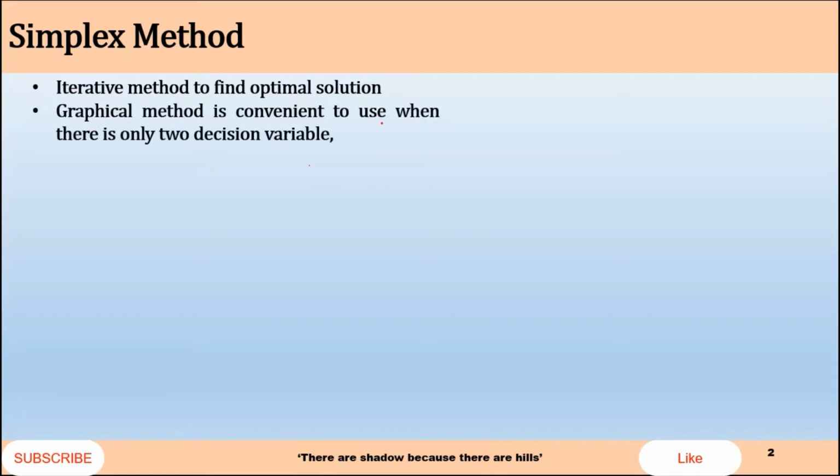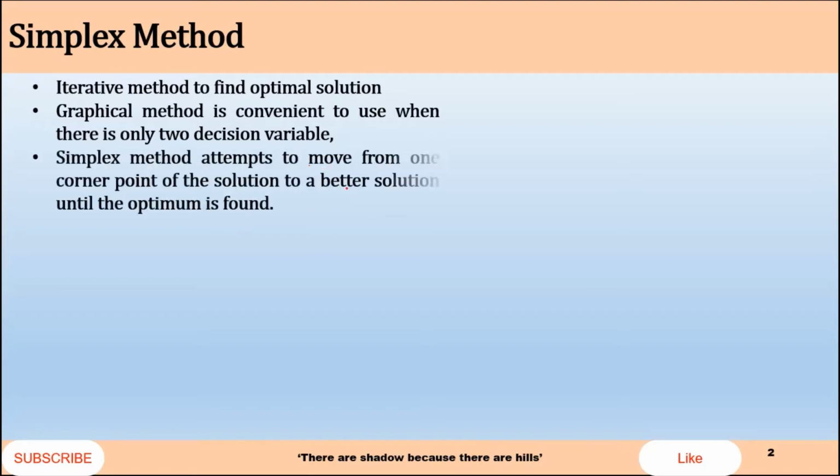The graphical method is convenient to use when there are only two decision variables, right? That we have seen in our previous videos. Using the graphical method you can easily solve a linear programming problem having two decision variables. But with the help of the simplex method you can solve any linear programming problem with any number of decision variables. So that is the advantage of using the simplex method. You can deal with any number of decision variables. The simplex method attempts to move from one corner point of the solution to a better solution until the optimal is found.